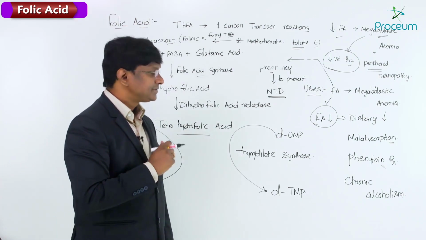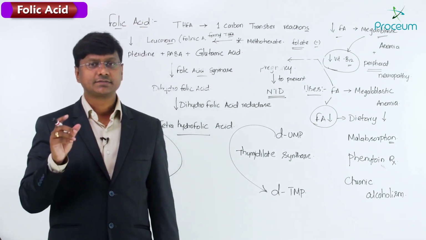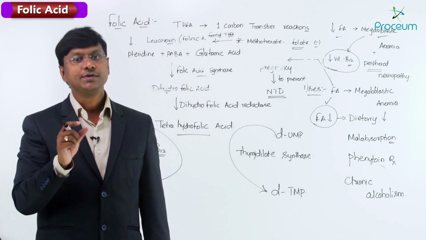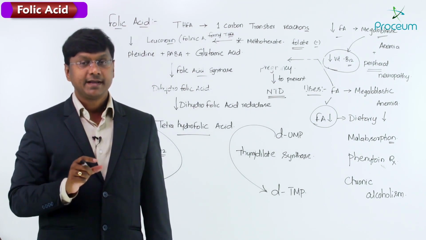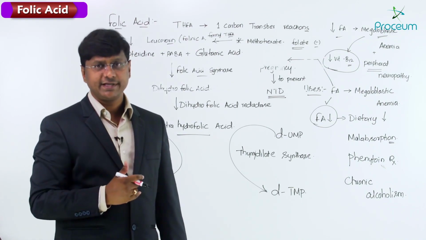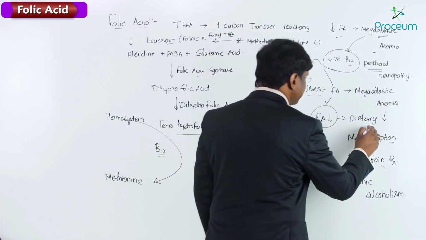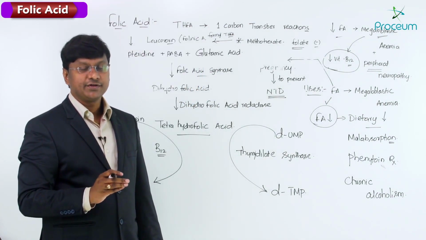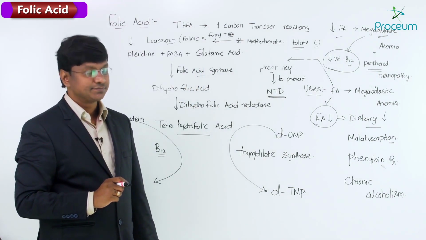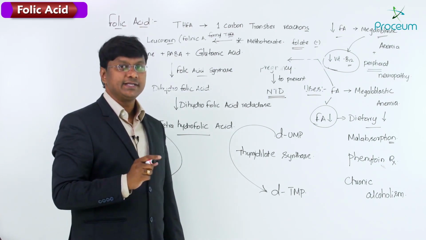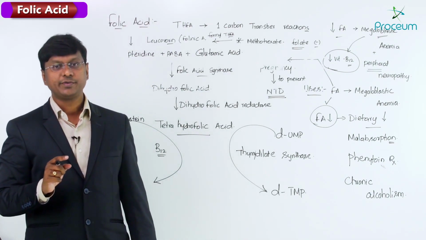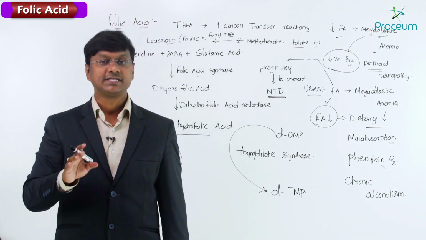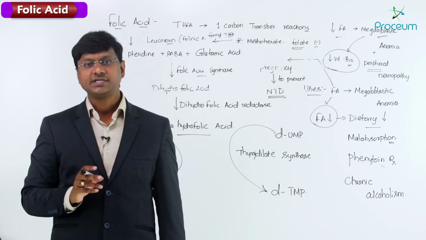Next, what are the main uses of folic acid? Main uses of folic acid are in the treatment of megaloblastic anemia due to folic acid deficiency, right? And what are the causes for folic acid deficiency? Either it is dietary deficiency, or it is due to malabsorption, phenytoin therapy, and chronic alcoholism. And this folic acid is also indicated in pregnancy to prevent the neural tube defects in the fetus. And this folic acid should be started as soon as the pregnancy is diagnosed, right?